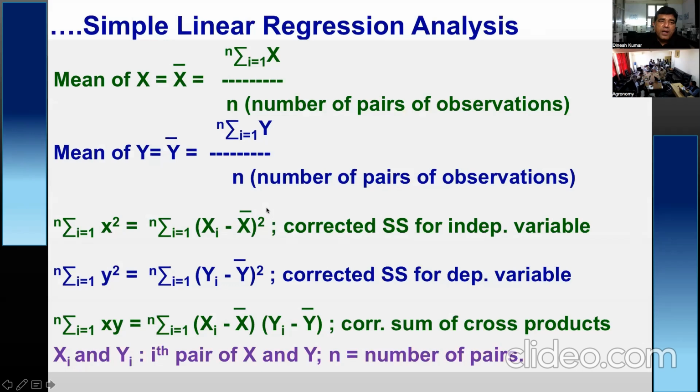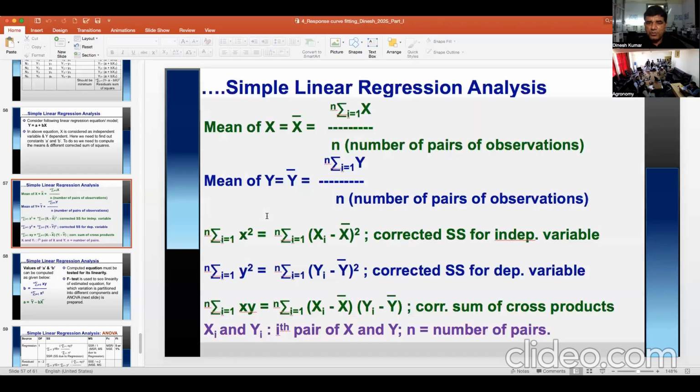So now, how to find the values of A and B? The values of A and B can be found by calculating certain parameters. To find the values of A and B, we need to do some calculations, and I will continue it in the next link. Now 2 minutes are left, and we can go to the next link. But during these 2 minutes, if you have any question, you can ask.